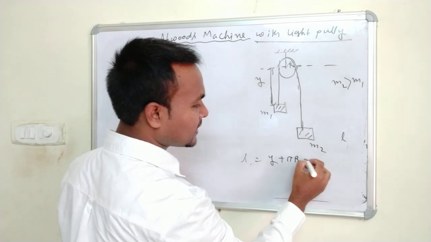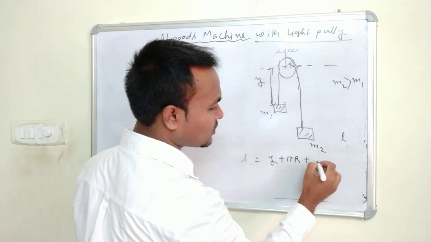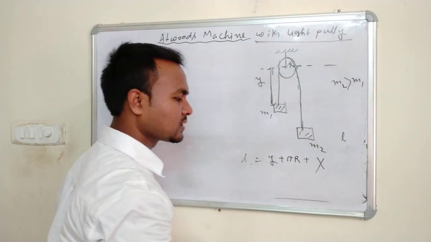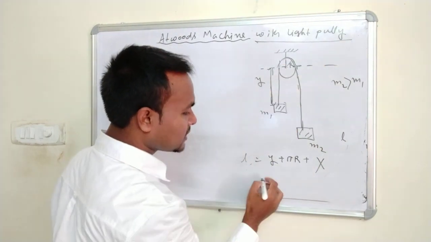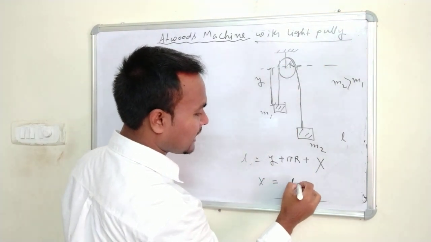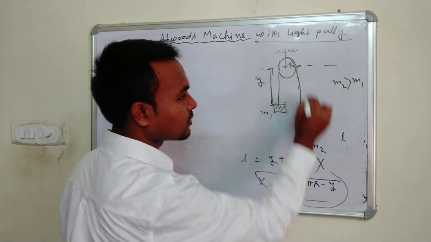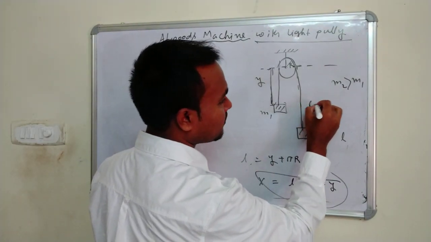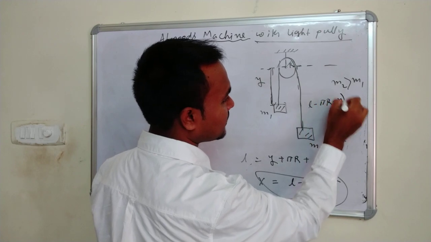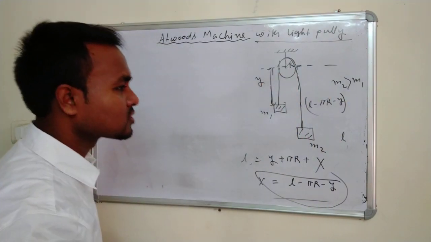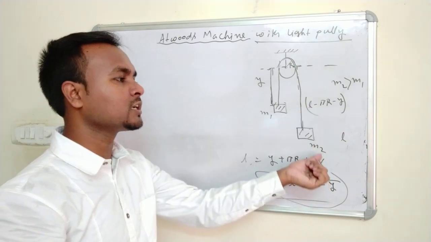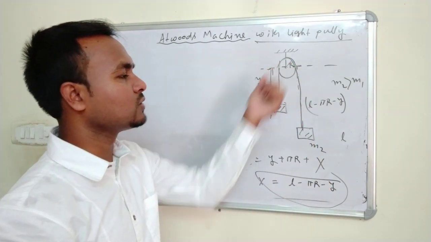So we have to find out this distance. Let us take it as x. Clear? So this distance x will be L minus pi r minus y. Clear? Because we have to find out the individual potential energies also. From this height we have to know.